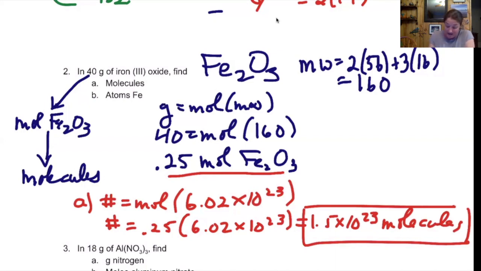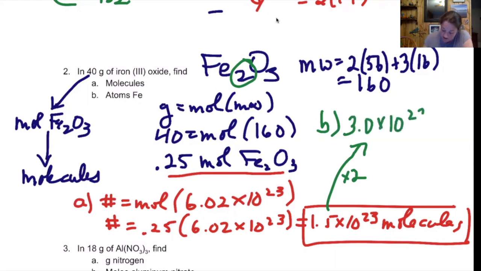For part B, I'm going to base part B on part A. I know that in every molecule of Fe2O3, there's 2 irons. So if I had 10 molecules of Fe2O3, I would have 20 iron atoms. So if I know how many molecules, all I need to do is multiply by the subscript, by how many irons are in each one, to get the number of iron atoms.